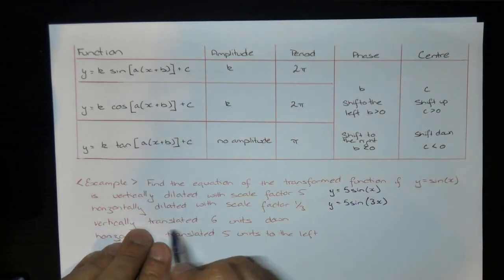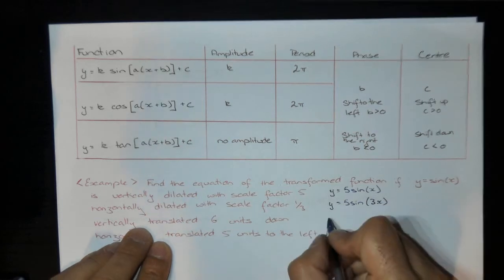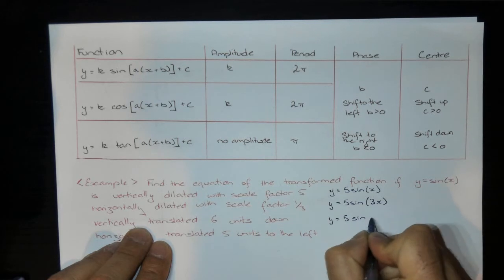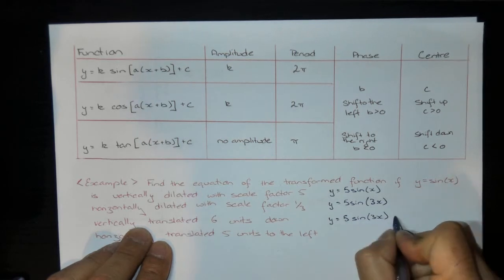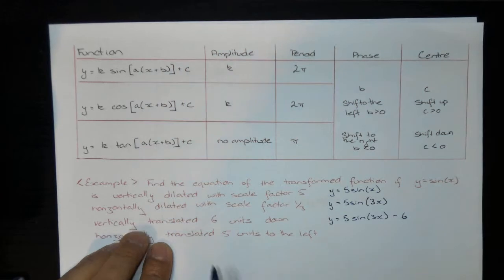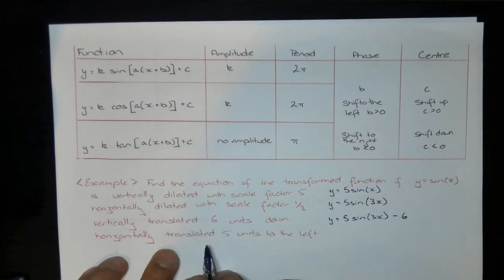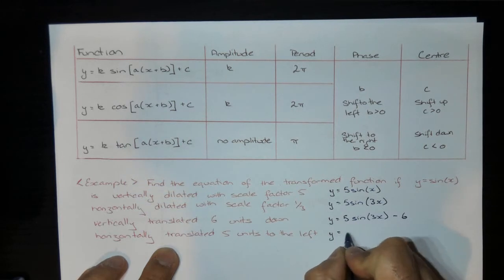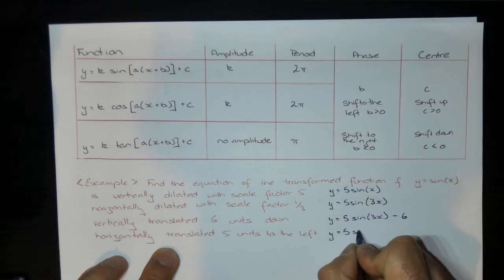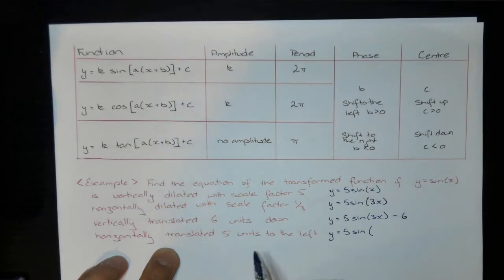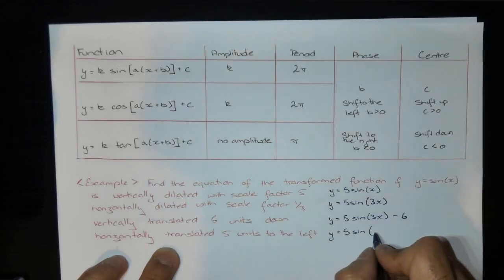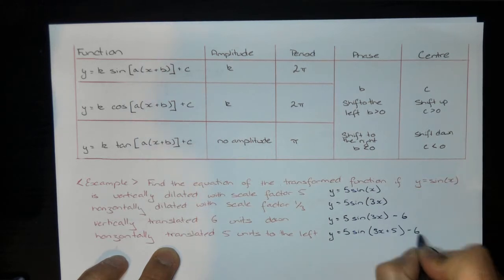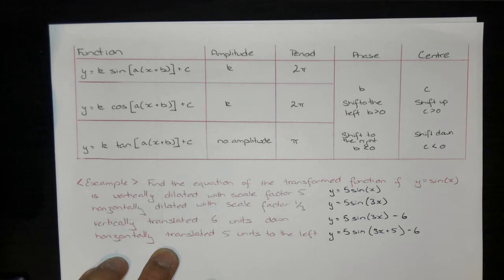If you're going to vertically translate it 6 units down, that means the center changes. And if we're going to horizontally translate it 5 units to the left, it means the phase changes. And we were going to the left, so it's going to be plus 5. And you get that. Okay.